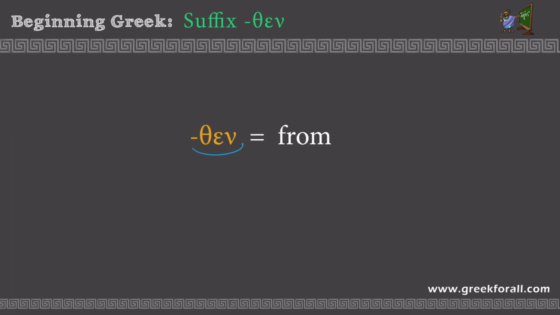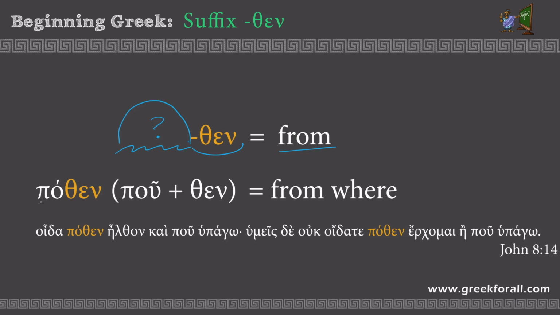The best English equivalent of this suffix would be the word "from," but please understand that this suffix does not appear in the New Testament or in the Bible as a separate word which means from. It is just a suffix which is attached to another word which could be translated "from wherever" this first part means. A good word to illustrate it is the word pothen, which is a combination of the word pou, which means where, and the suffix -then, which means from. So literally, pothen means "from where."